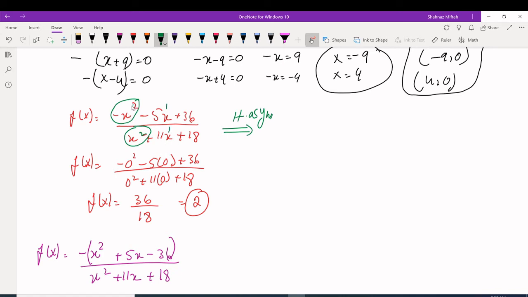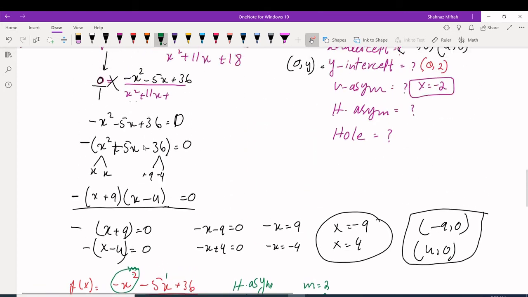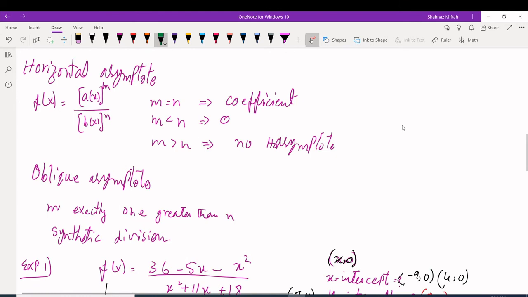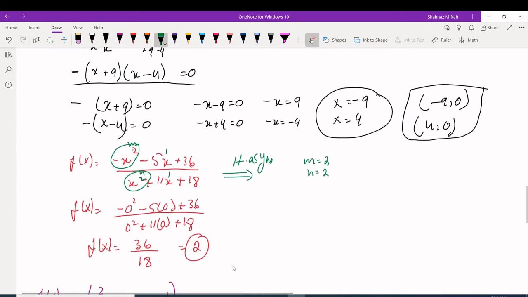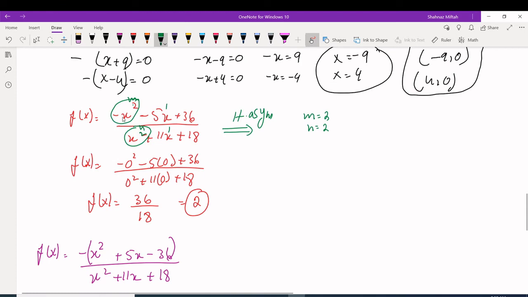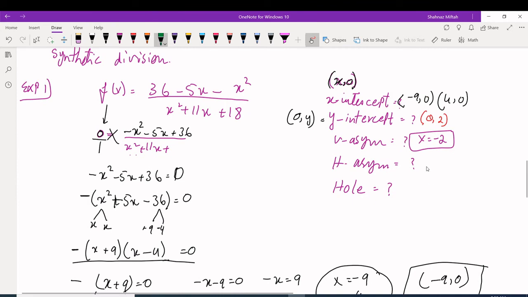Do you see the m exponent, the top exponent, is exactly the same as the bottom exponent? For example, this is m, that's n. They are both equal to 2, which means if m and n are exactly the same, then the horizontal asymptote is the coefficient. What is the coefficient here? 1. And here? 1. So my answer is negative 1 over 1, which makes it negative 1. So my horizontal asymptote is negative 1, which is really easy.